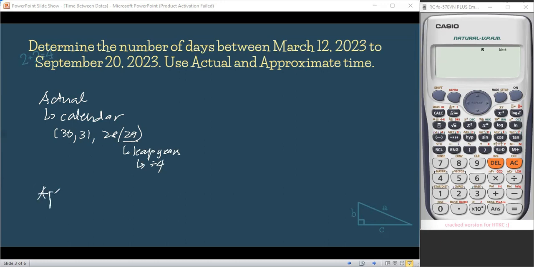Now what is approximate time? Yung pinagkaiba niya po dito kay calendar, kung ito po kay actual, lahat ng numbers kailangan makita sa calendar. Dito po sa approximate time, ina-approximate lang po natin na lahat ng month is composed only with 30 days. Opo. So using this problem, solve nga po natin kung anong actual and approximate time ng days between March 12, 2023 and September 20, 2023.